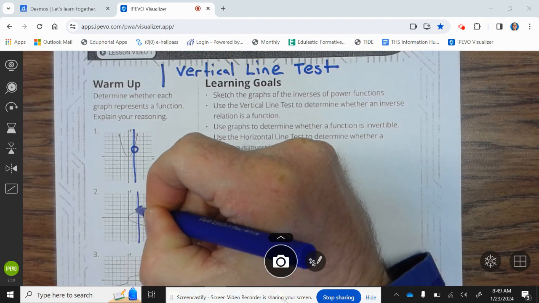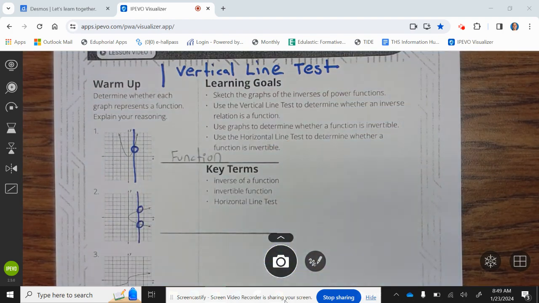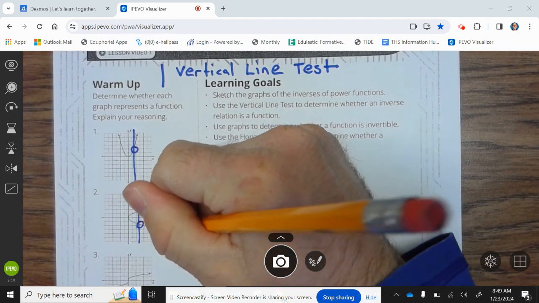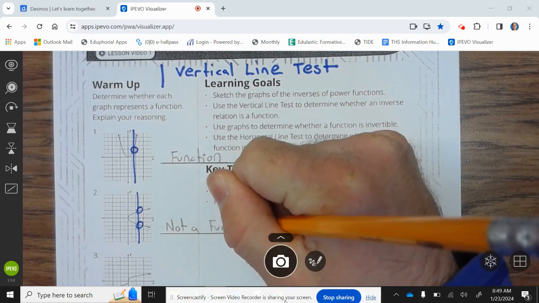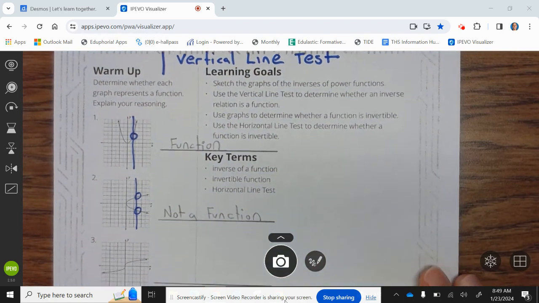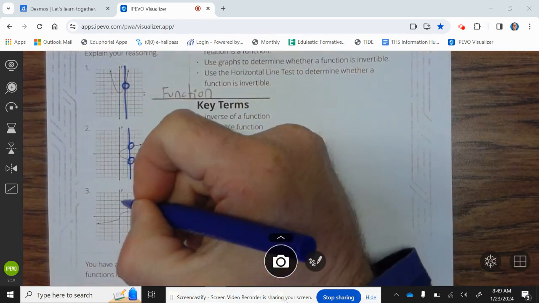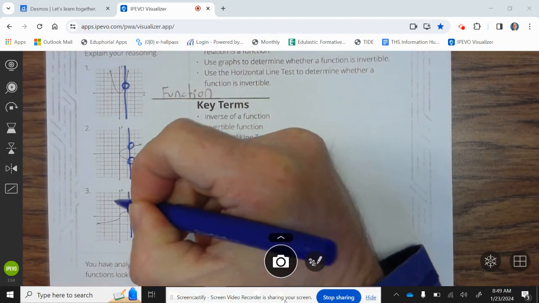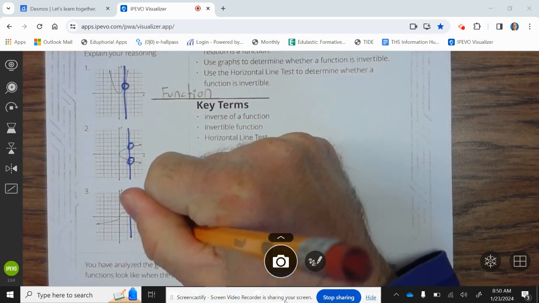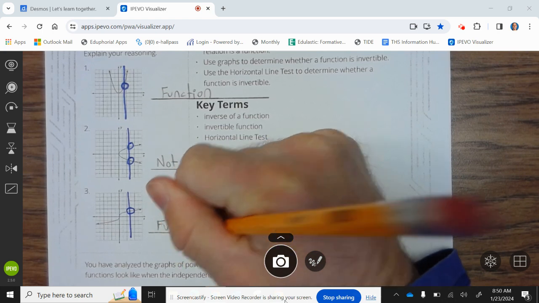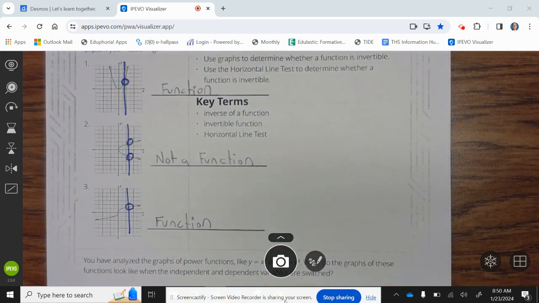So here it crosses once, twice, so not a function. Here, this one only crosses once, so it's a function. All right, let's go ahead and take a look at the next page.